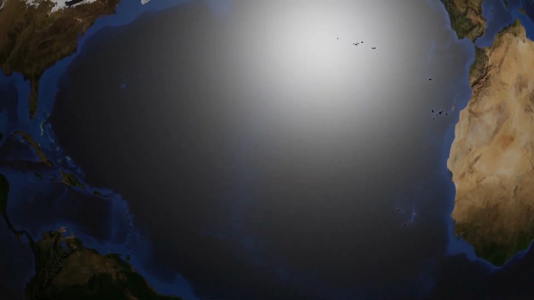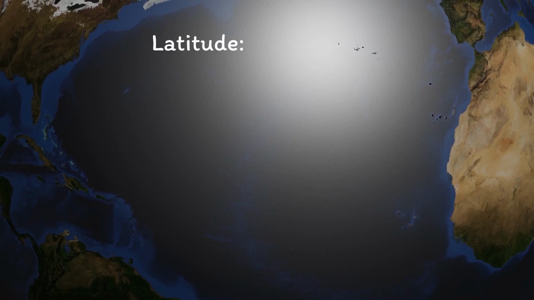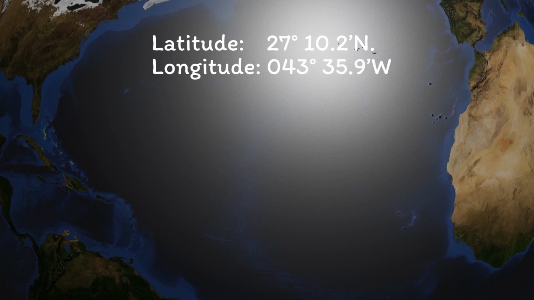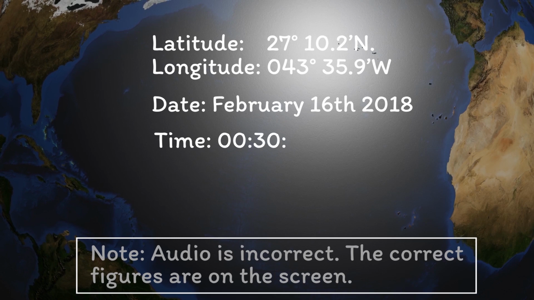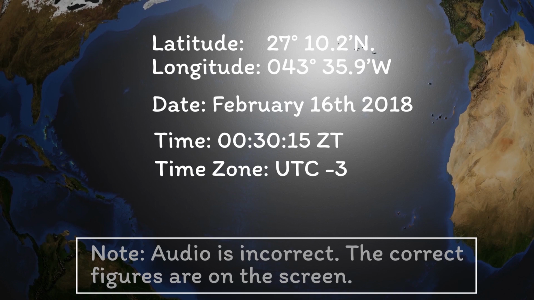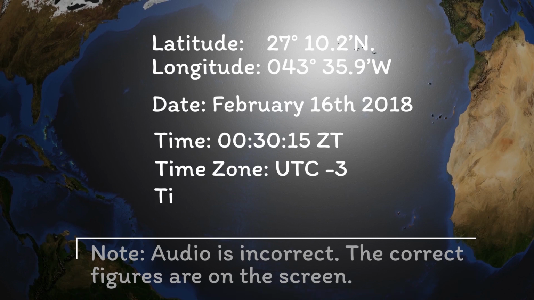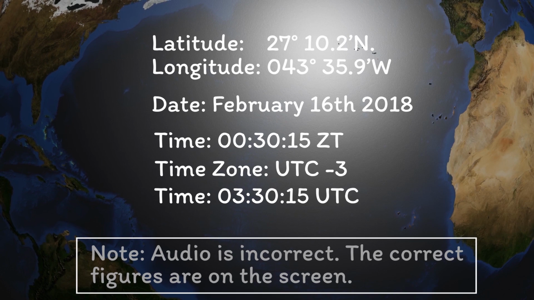We're going to assume a position of 27 degrees, 10.2 minutes north, 043 degrees, 35.9 minutes west, which places us somewhere in the middle of the Atlantic. The date, we're going to say, is February the 16th, 2018. Our local time is 03:30 and 15 seconds, and our time zone is UTC-3. This means that we're going to need to add 3 hours to our time to get to universal time. So it's 06:30, 15 seconds, universal time.